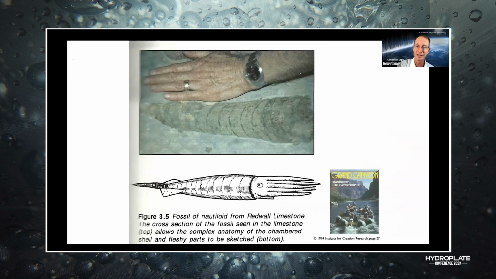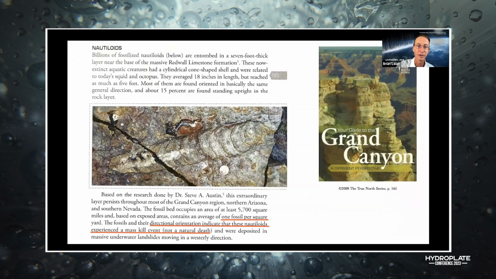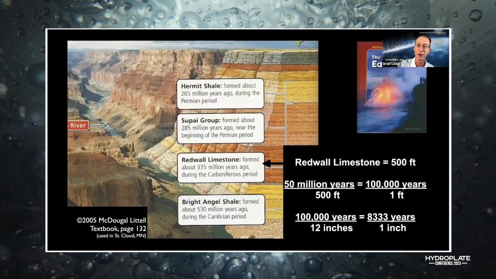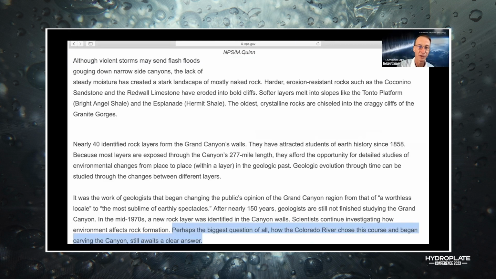And then we talked about these nautiloids that Steve Austin found, one fossil per square yard, and they're directionally pointed, and they think it was an underwater landslide. And I'm thinking maybe it's underwater by the flood. And 15% of them were upright. And I talked about that. We did the math last night. We don't have to do it again.